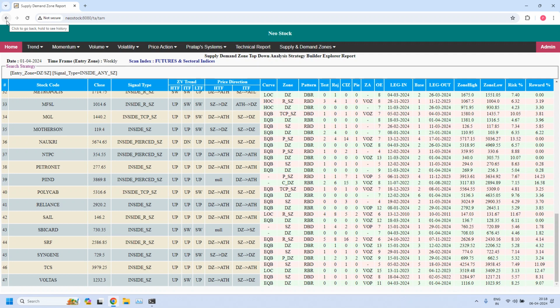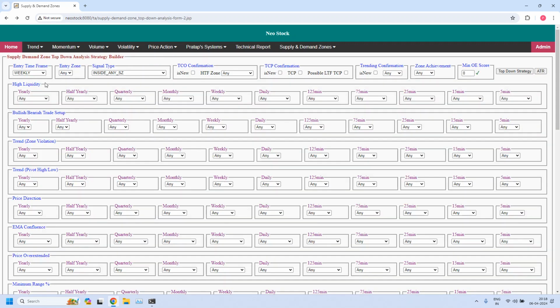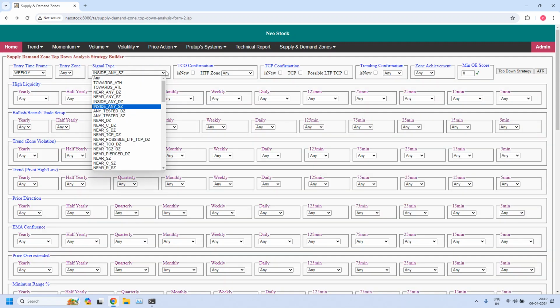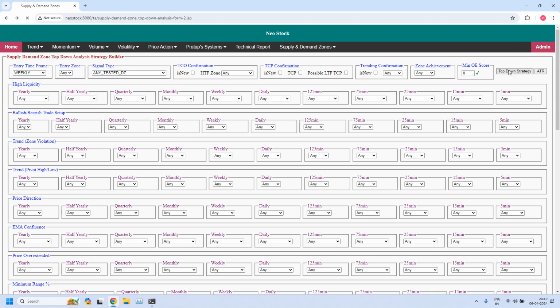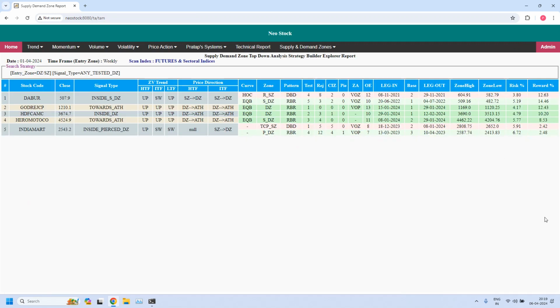So let me go back. For weekly time frame, let us find the tested weekly demand zones during this week. So these 5 stocks demand zones are tested during this week.